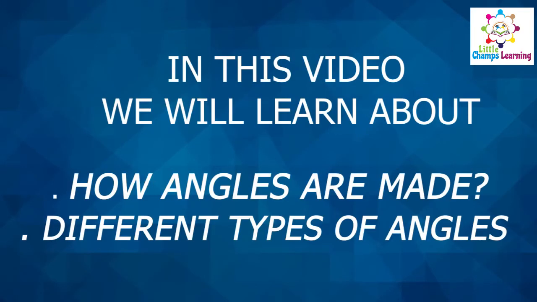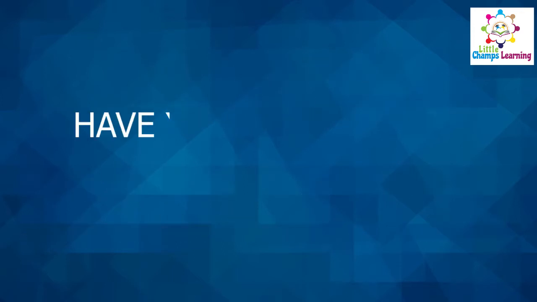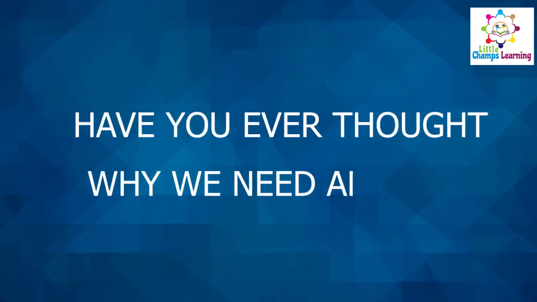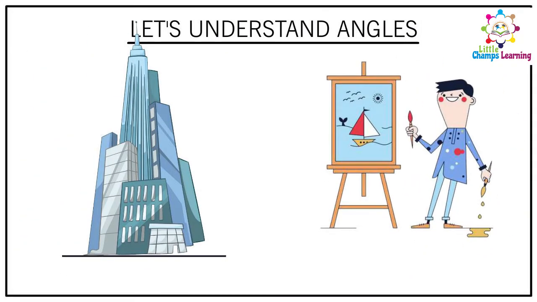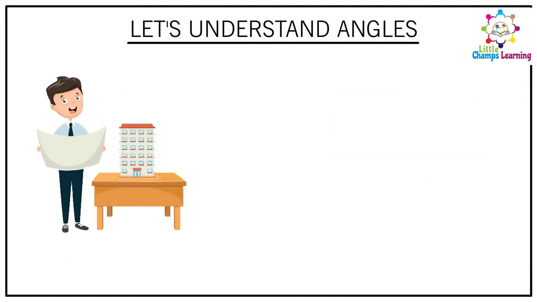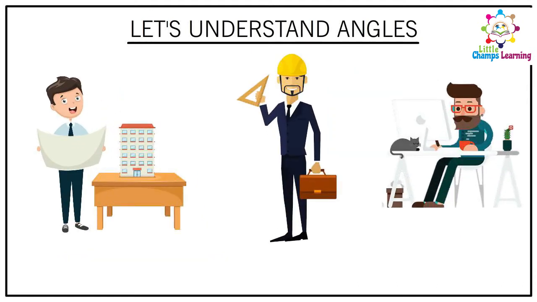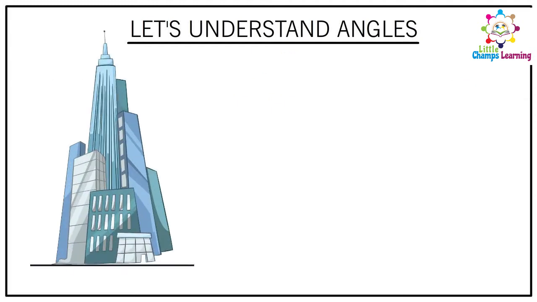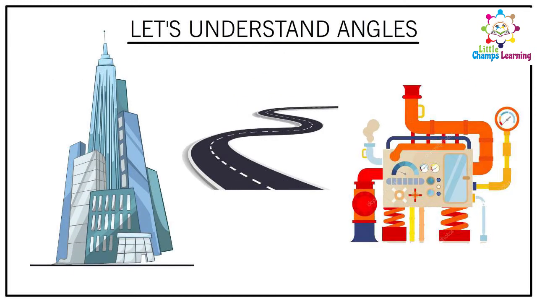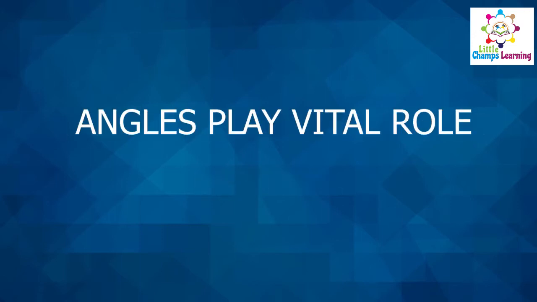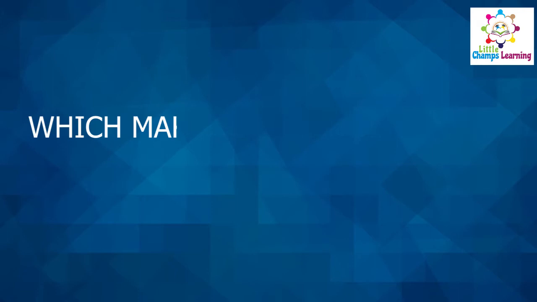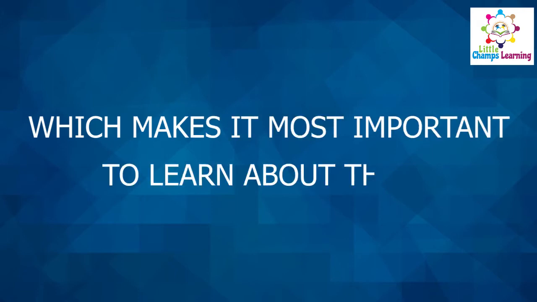In this video, we will learn how angles are formed and how to figure out different types of angles. But have you ever thought why we need angles? Angles are used in building structures. Artists use angles to draw realistic pictures. Architects, engineers, and designers can't do without them for designing skyscrapers, roads, machines. These are very few uses of them. Angles play a vital role in many spheres of life, which makes it utmost important to learn about them.